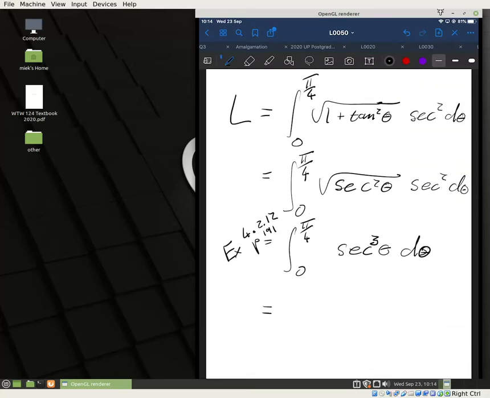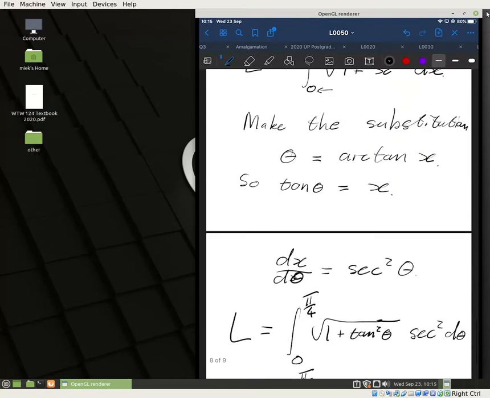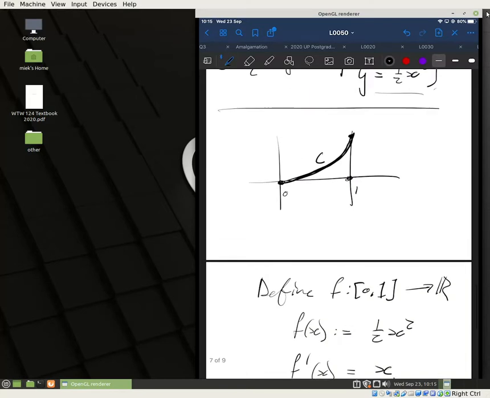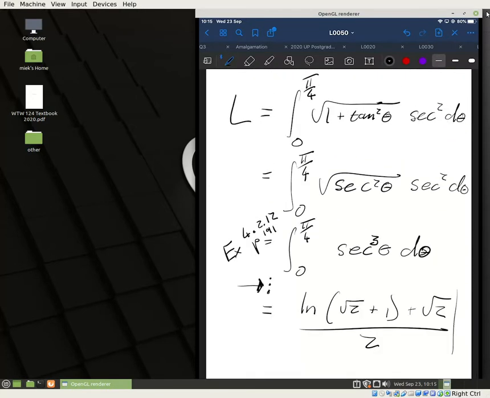And then if you compute this integral, finally we get the square root of 2 plus the natural log of 1 plus square root of 2, all over 2. So there's a little bit of work involved here. Do take a look at the example on page 191. Okay, point is, the length of this curve is that, and here we have the exact answer for the length of that curve.